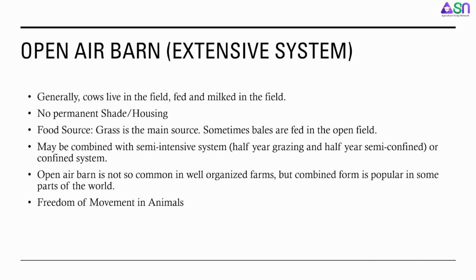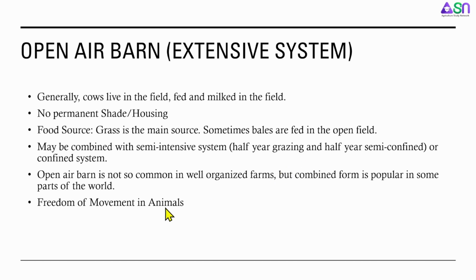In general case, in the extensive system or open air barn, cows live in the field, they are fed and milked in the field. There can be some temporary components, but no permanent shed or housing. Grass is the main food source and sometimes bales are fed in the open field. Rotational grazing system is recommended in such type of system. It is not so common, but in some countries it is combined with sometimes intensive and sometimes with semi-intensive systems. Cows are kept in confined housing or loose housing inside the buildings for some months of the year during harsh weather, and grazing is done in the remaining months of the year in open field.